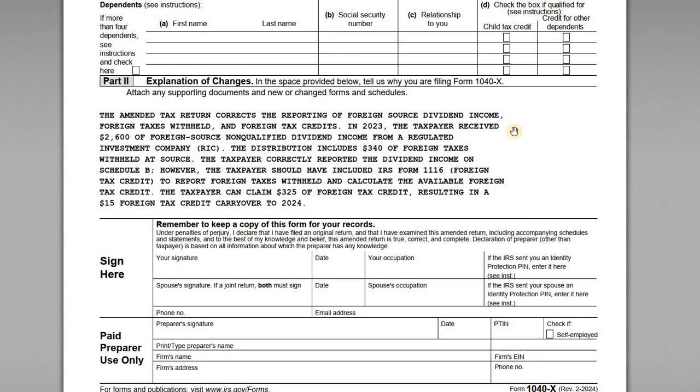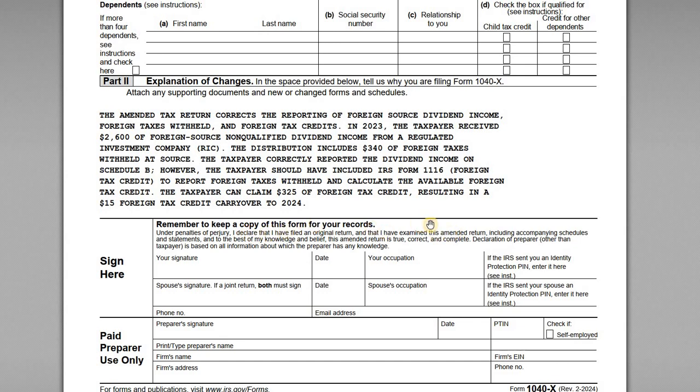So the amended return is correcting the reporting of foreign source dividends, foreign taxes withheld, and foreign tax credits. The taxpayer received $2,600 of foreign source non-qualified dividend income from a RIC. The distribution includes $340 of foreign taxes withheld at source. Taxpayer correctly reported the dividend income on Schedule B. However, taxpayer should have included IRS Form 1116 for foreign tax credits to report the foreign taxes withheld and calculate the available FTC. The taxpayer can claim $325 of foreign tax credit, resulting in a $15 foreign tax credit carryover to 2024.